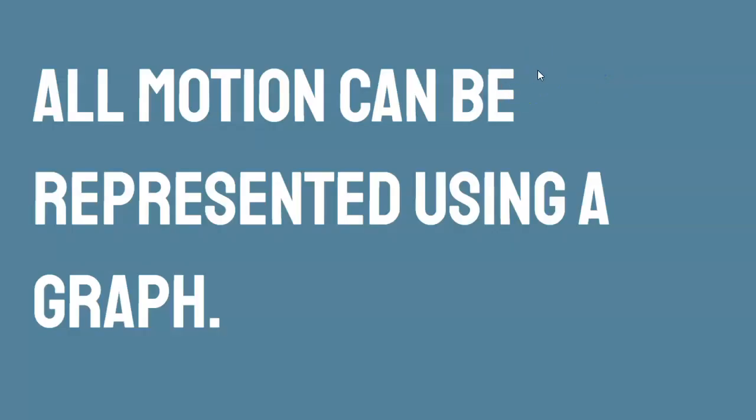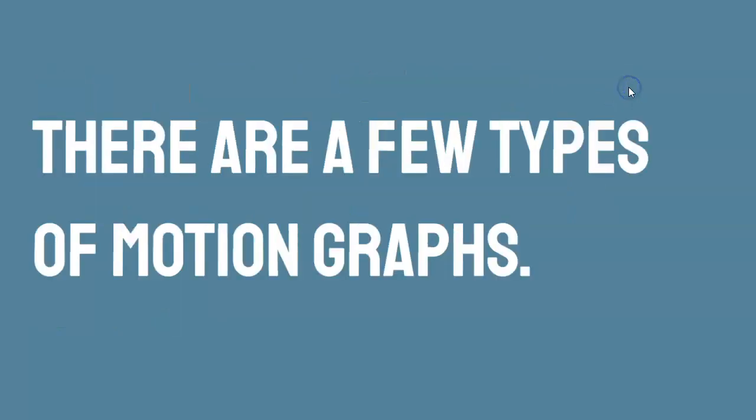So in today's lesson, we are going to take a look at motion graphs. First, it's important to remember that all motion can be represented using a graph. Even if that means the object is not moving, we can see that in a graph format. There are a few different types of motion graphs, and we are going to look at two of them.